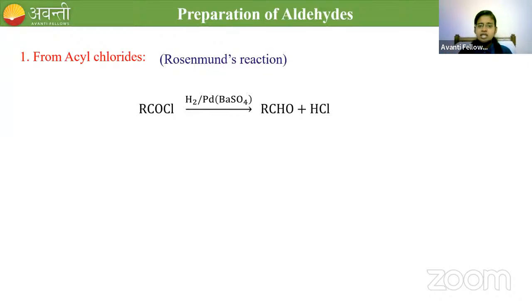Very easy reaction. The COCl part will be converted to CHO. So within a single step, you can get the answer. But you should know that the reagent is Rosenmund's reagent. All right, let me give you an example.